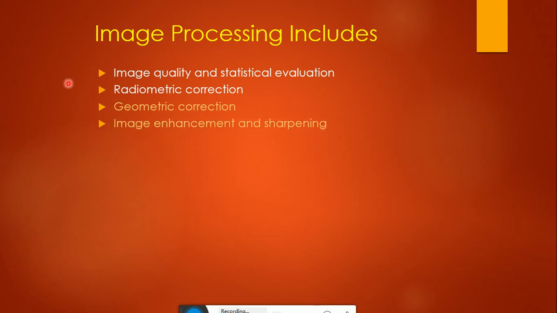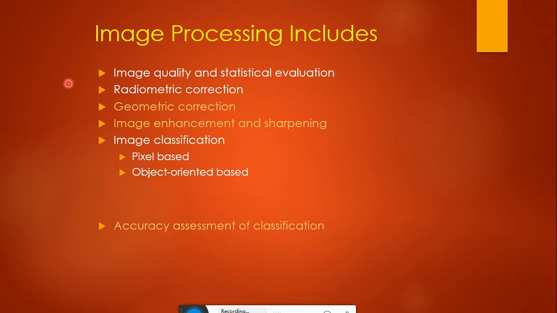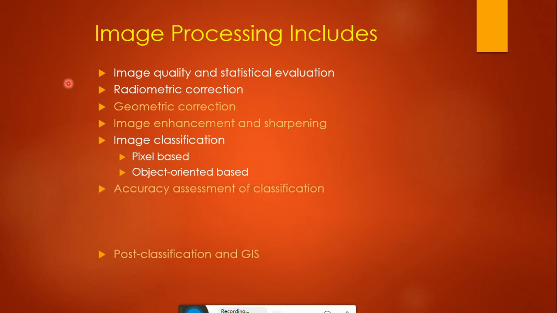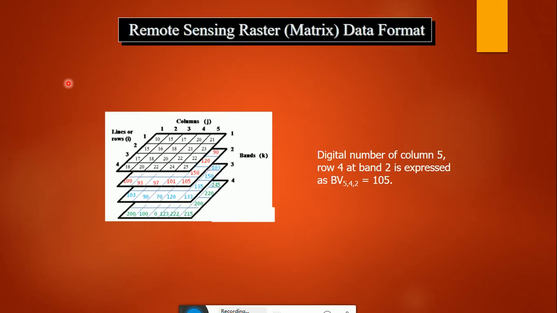BIP, band interleaved by pixel format. The first pixel for all bands in sequential order, followed by the second pixel for all bands, followed by the third pixel for all bands, etc., interleaved up to the number of pixels. This format provides optimum performance for spectral Z direction access of the image data, good for hyperspectral images.